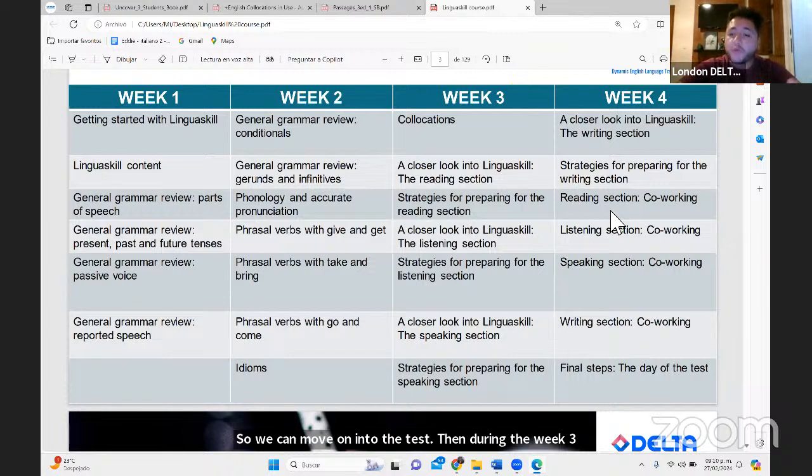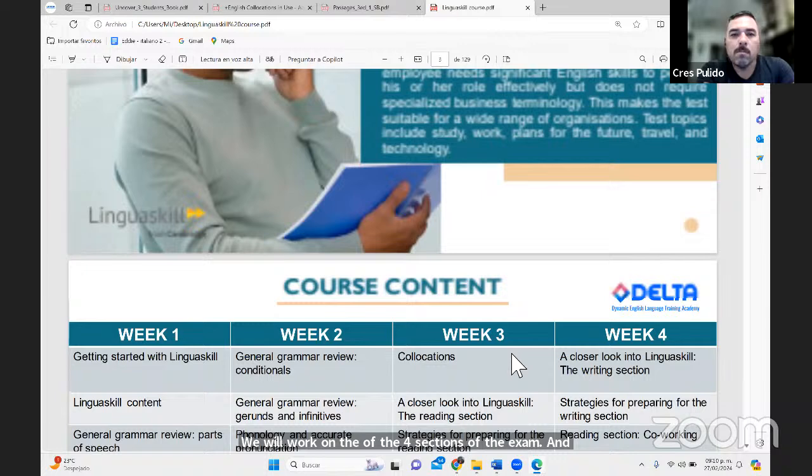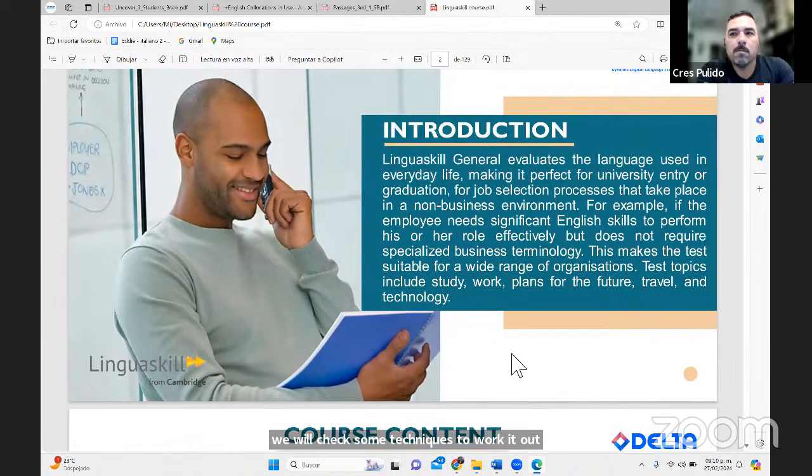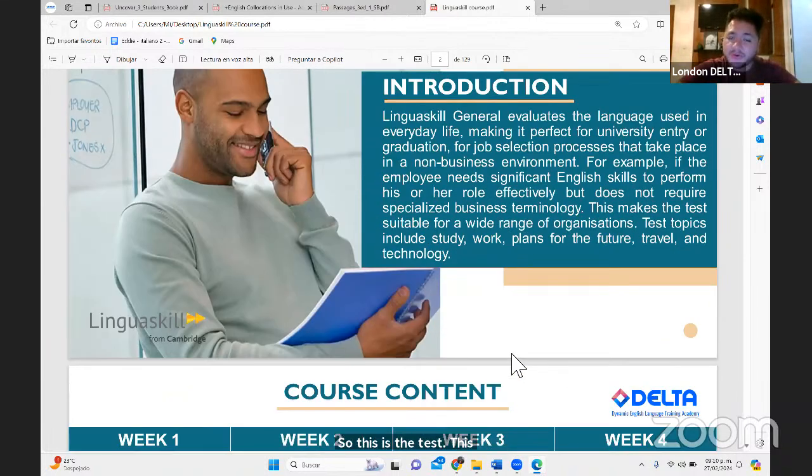Then during weeks 3 and 4, we will work together on some parts of the test. We will work on the 4 sections of the exam, and we will check some techniques to work it out. So this is the test. This is the exam that you will be doing in 1 month. You will be ready for it.